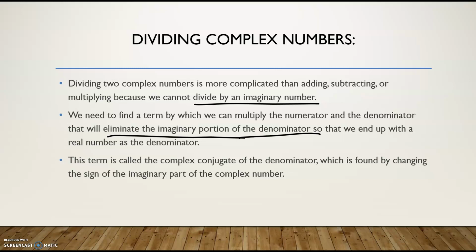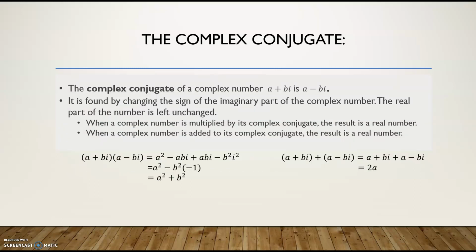Okay, so the term that we need to multiply to the numerator and the denominator is called the complex conjugate, which is found by changing the sign of the imaginary part of the complex number. So our complex number is a plus bi. The conjugate of a plus bi is a minus bi. Notice how we went from a positive to a negative. We just changed the sign. So it is found by changing the sign of the imaginary part of the complex number.